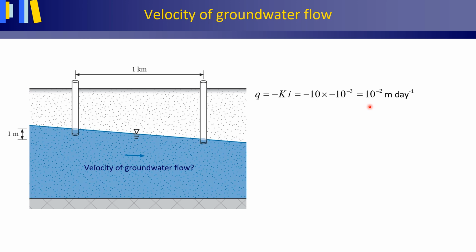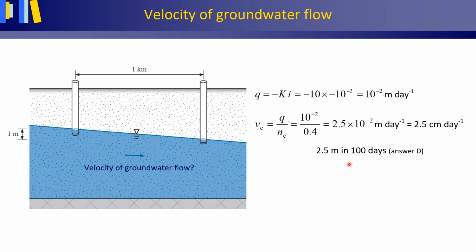This, of course, is not yet the velocity. To determine the effective velocity, we need to know the effective porosity, Ne, of the well-sorted sand. Ne of a well-sorted sand is in the order of 0.4. The effective velocity, Ve, is small q divided by Ne, which is equal to 2.5 centimeter per day, which is 2.5 meter in 100 days. Answer D of the earlier multiple choice question.